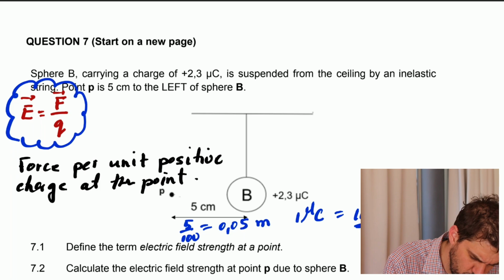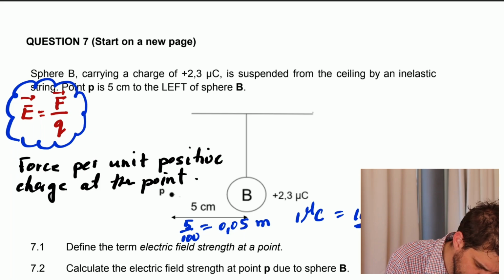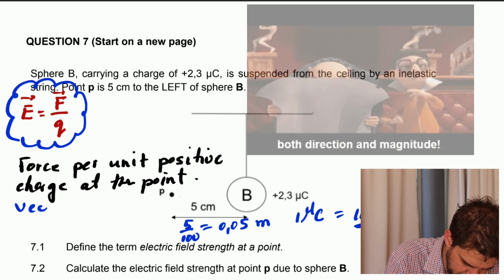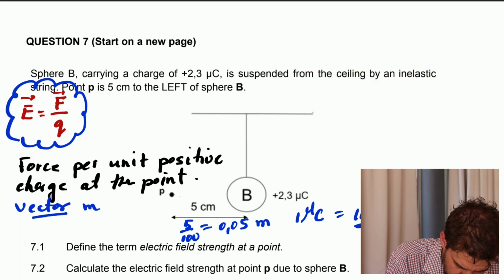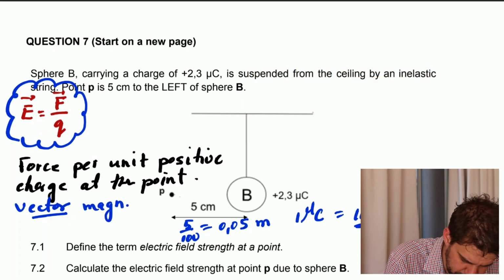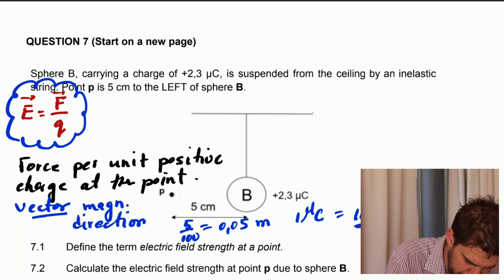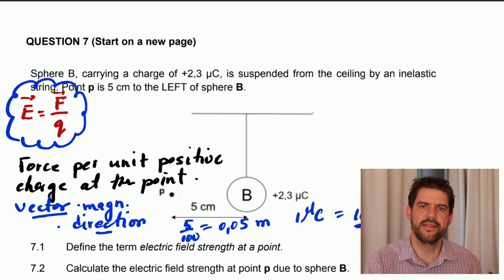Something important that we have to take from here: electric field is a vector quantity. It's a vector, and therefore it has magnitude and direction. Those are important points related to electric field at a point.